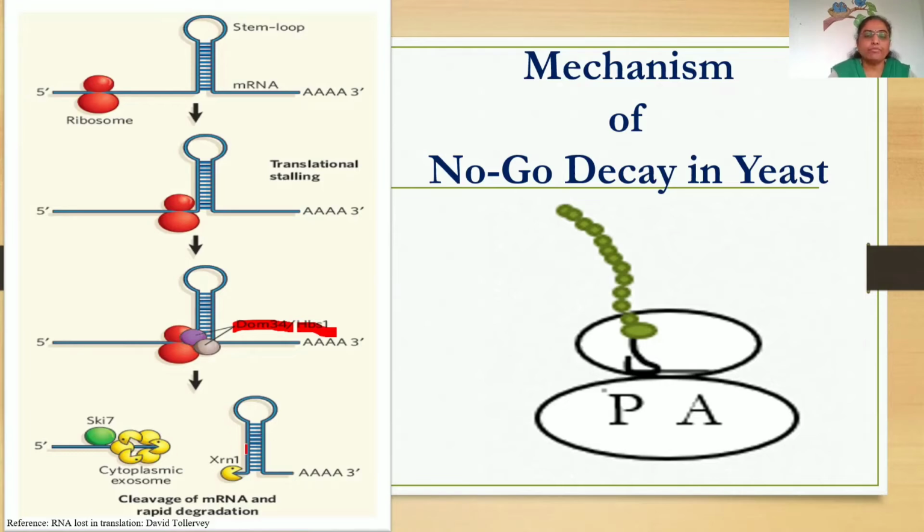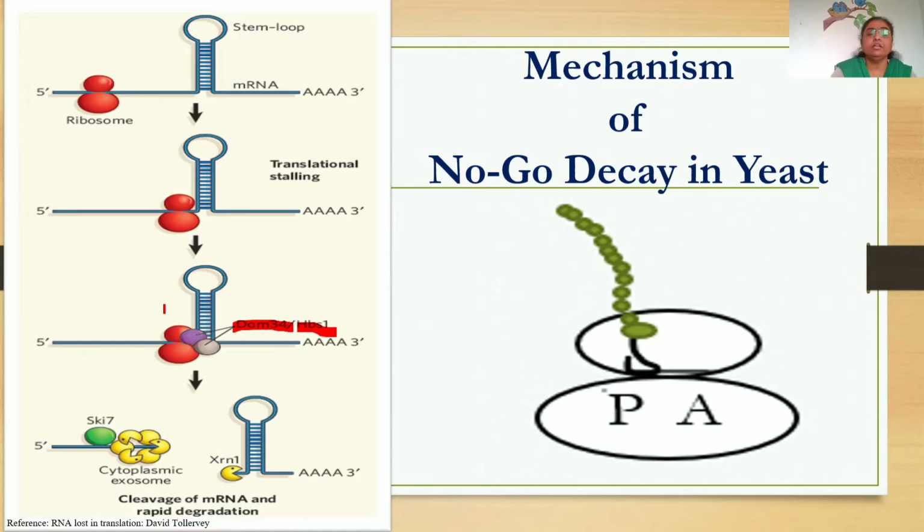As there is a cleavage in this mRNA, the released RNA is in two fragments. These two fragments of the mRNA are now going to be chewed by XRN1, which is a 5' to 3' exonuclease, and by SKI7, an exonuclease which cleaves the mRNA in the 3' to 5' direction.